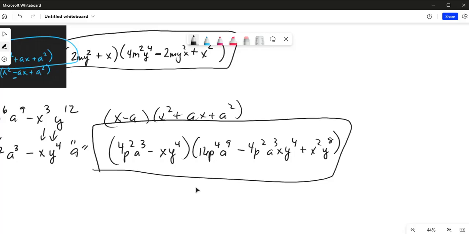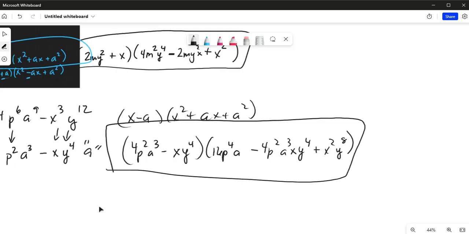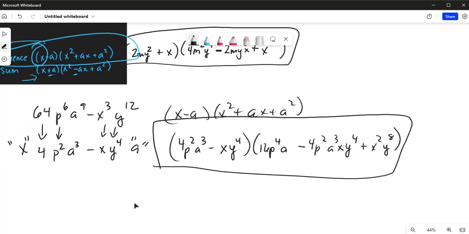Oops, I made a mistake. A squared x squared, so that's 6. 3 times 2 is 6, not 9.